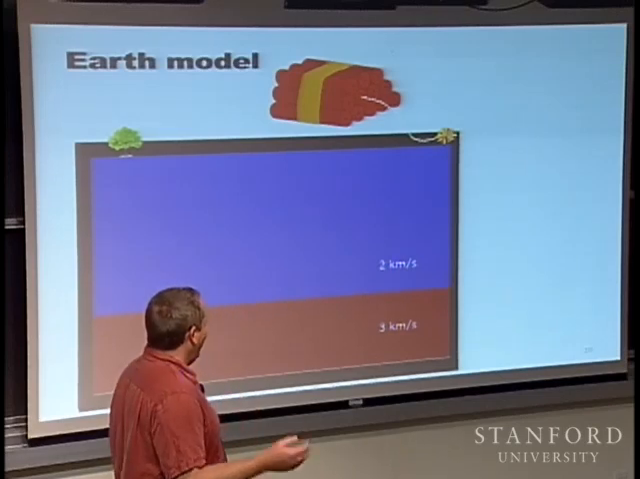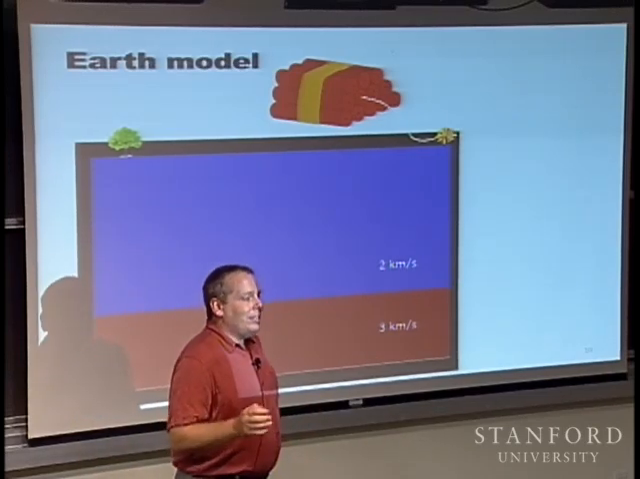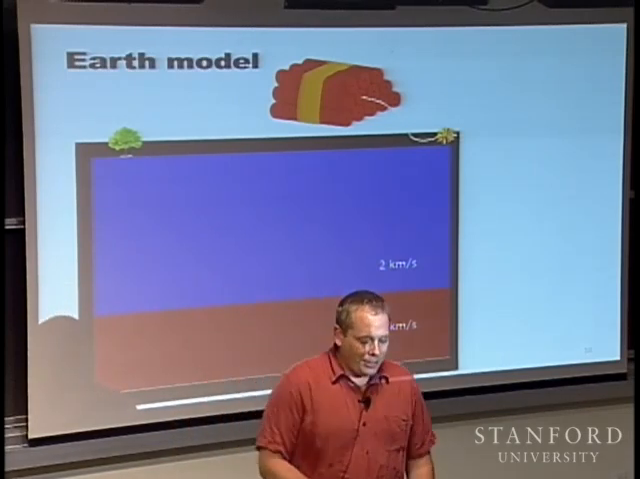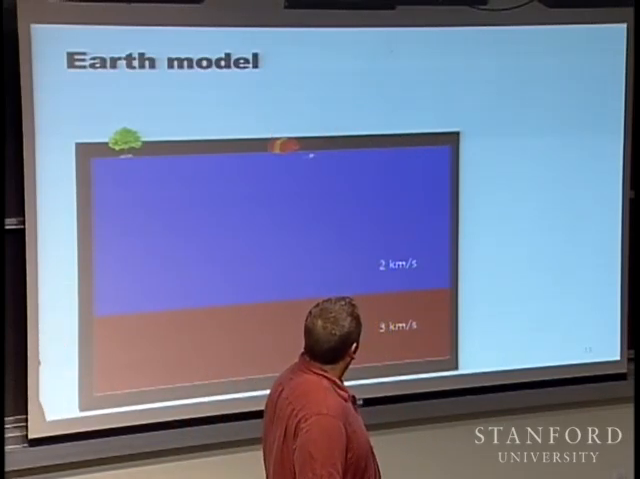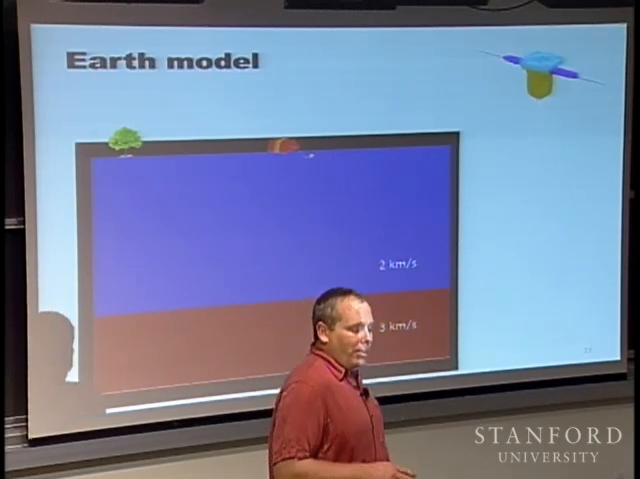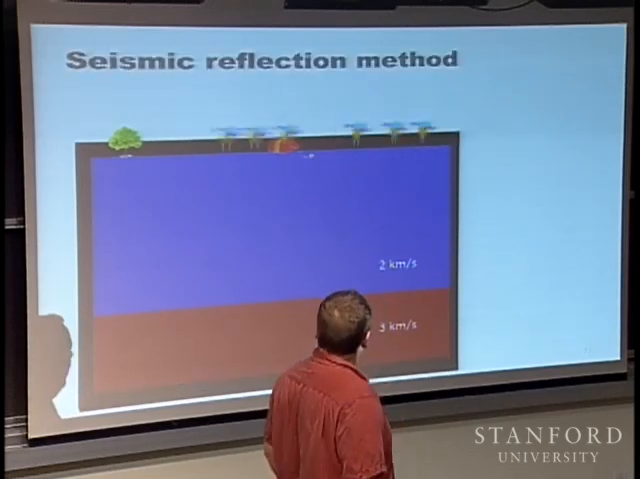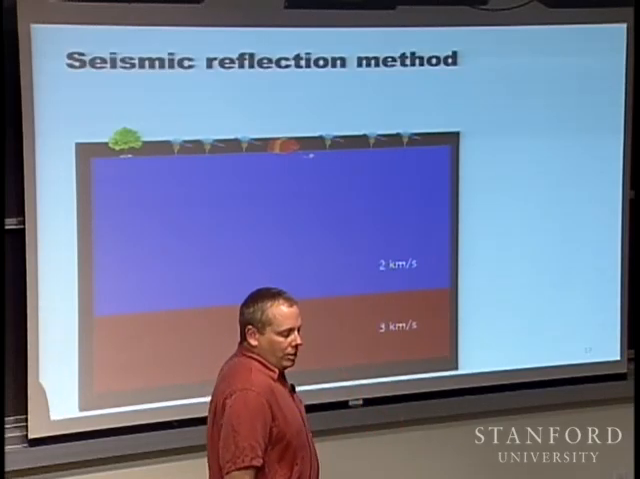They would actually set off some dynamite at the surface of the Earth, and they would record what's happening. So we're going to put this dynamite at a location. Then we're going to measure the ground motion of the Earth at several different locations. And these are what we call geophones.